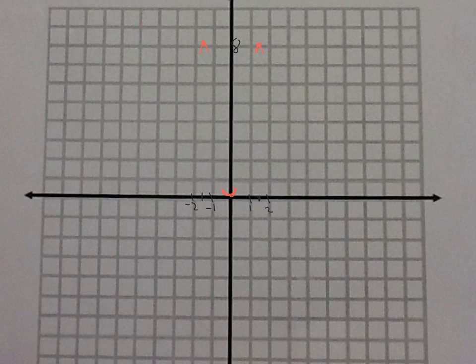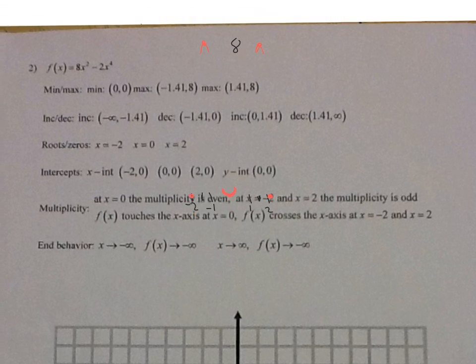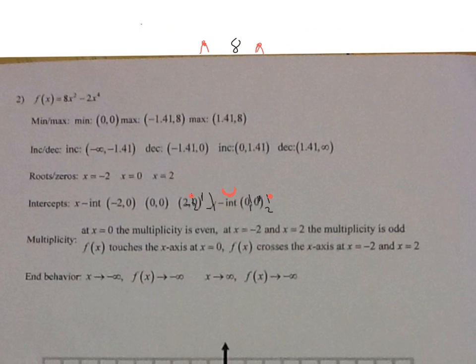So my roots are at negative 2, 0, which I already have, and 2. Now I would want to look at my multiplicity to see at my roots, how is it crossing the x-axis? All right, so look at your multiplicity here. So the multiplicity is even.